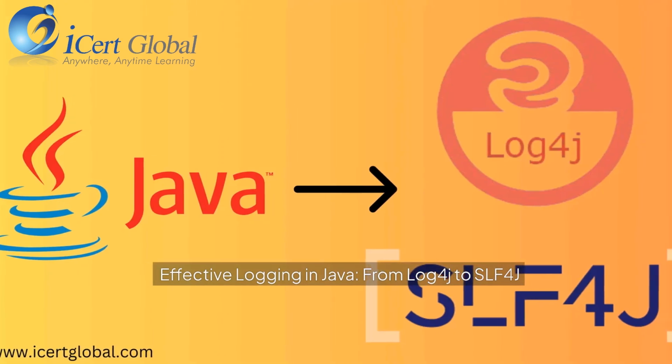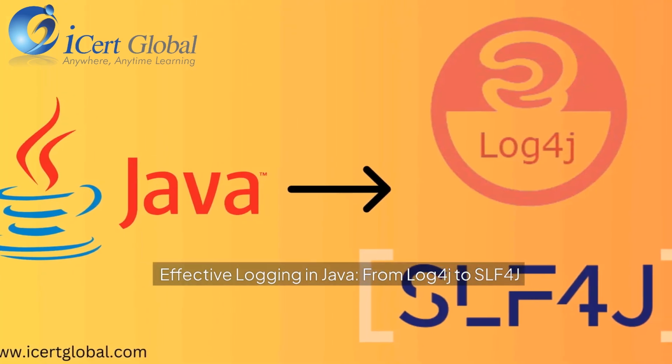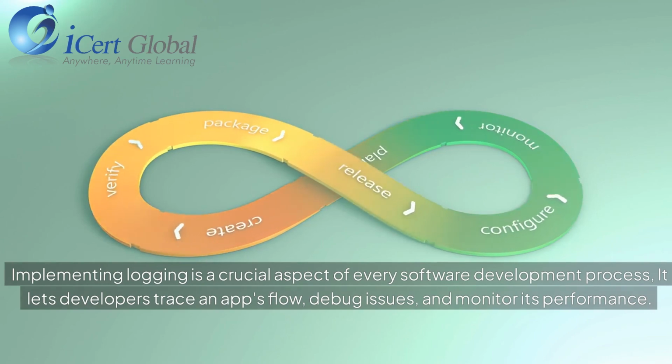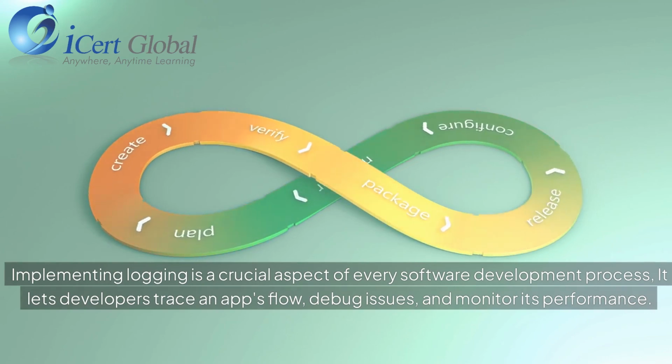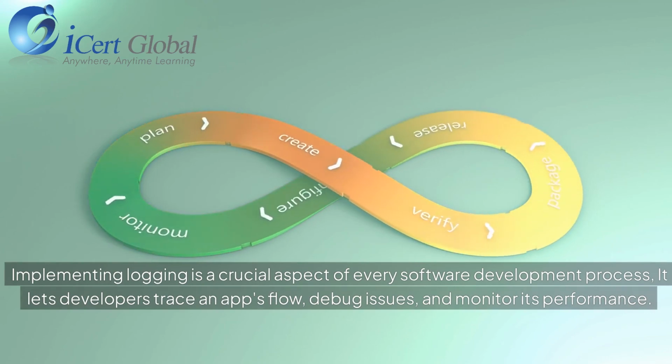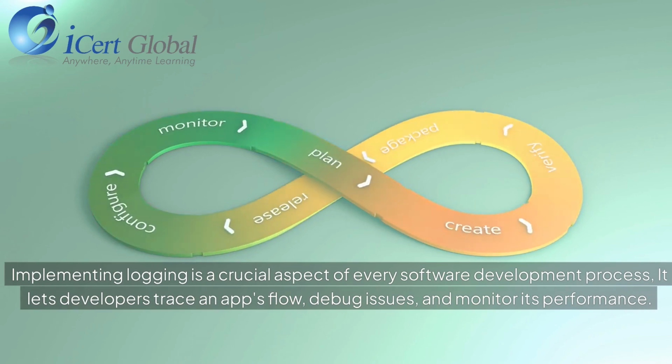Effective logging in Java. From Log4j to SLF4J, implementing logging is a crucial aspect of every software development process. It lets developers trace an app's flow, debug issues, and monitor its performance.